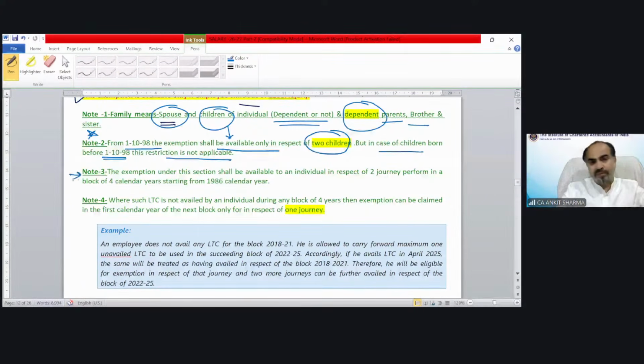Note number 3. The exemption under this section shall be available to an individual in respect of 2 journeys performed in a block of 4 calendar years, starting from 1986 calendar year. Now, note number 3 and 4 are interconnected. What these note number 3 and 4 want to explain, let me tell you.